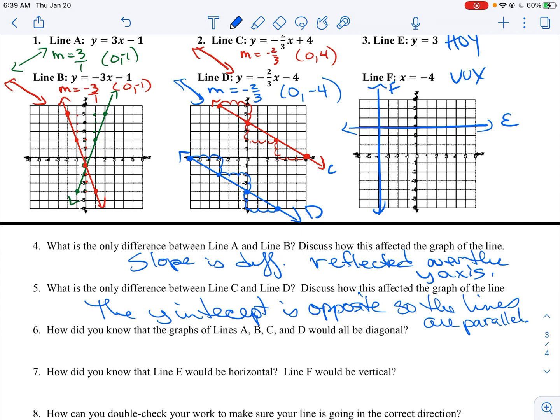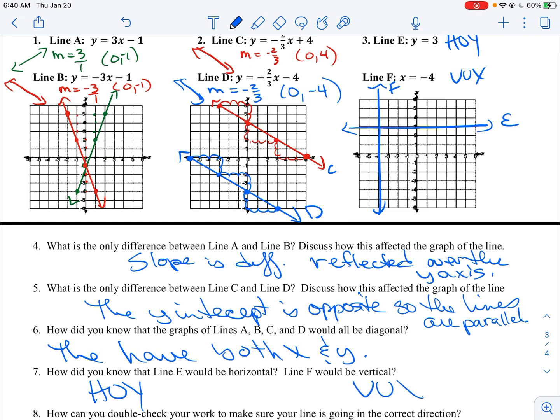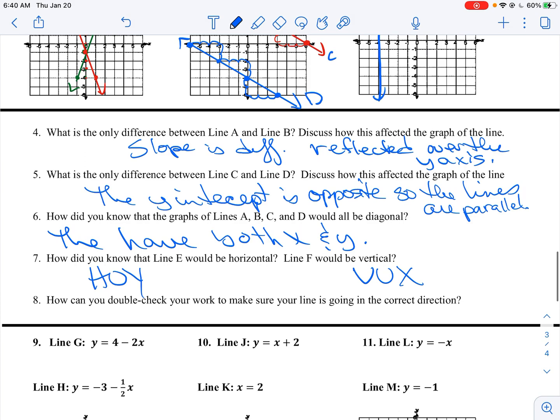How do you know that the graphs of A, B, C, D would be diagonal? They have both X and Y. How did you know line E would be horizontal? Because horizontal is HOI. How would I know it's vertical? Because of VUX. How can you double check your work to make sure that the line is going in the right direction? Plug in a point.